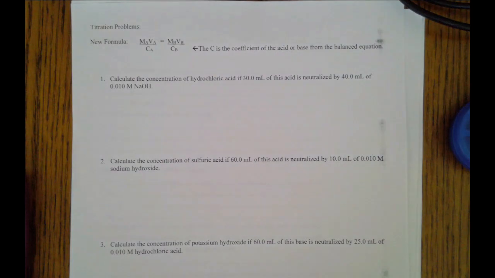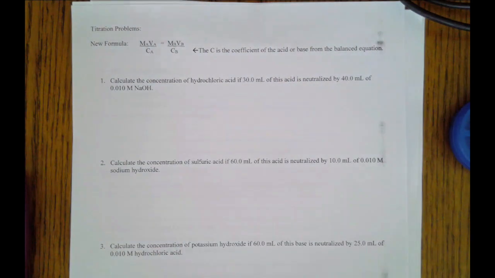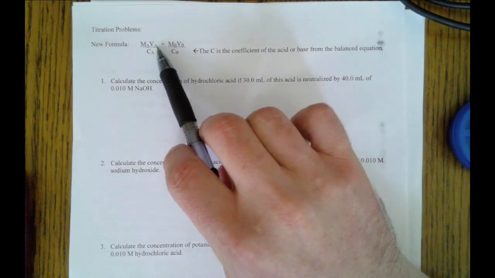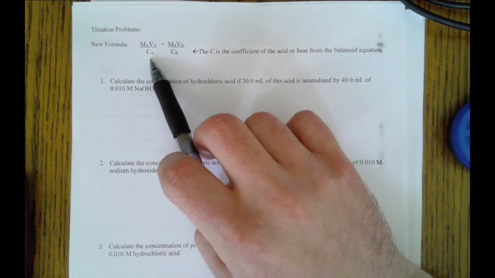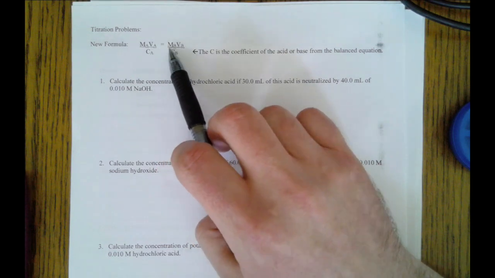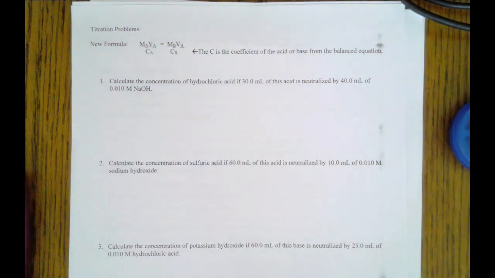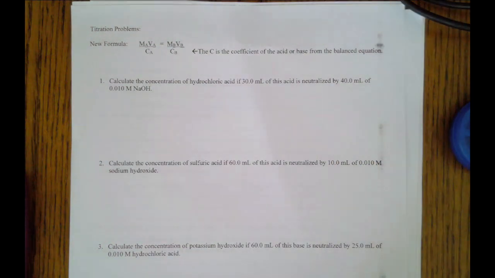Got this: MaVa over Ca equals MbVb over Cb, where the C is the coefficient. And this should look very similar to the M1V1, except for here we have the molarity of the acid times the volume of the acid divided by the coefficient in front of the acid is equal to the molarity of the base times the volume of the base divided by the coefficient of the base. So again, you do need a balanced equation.